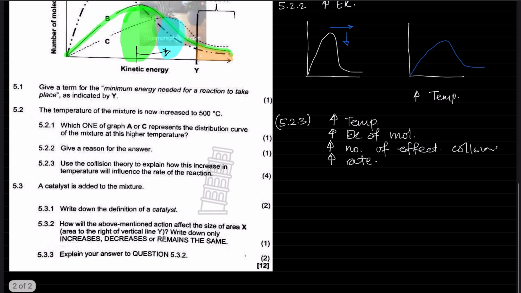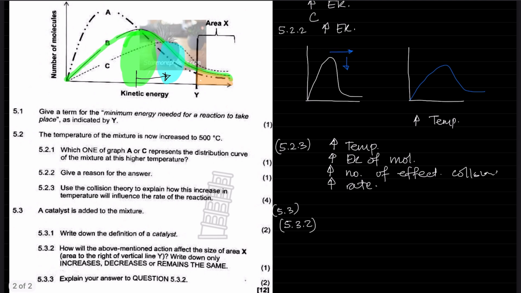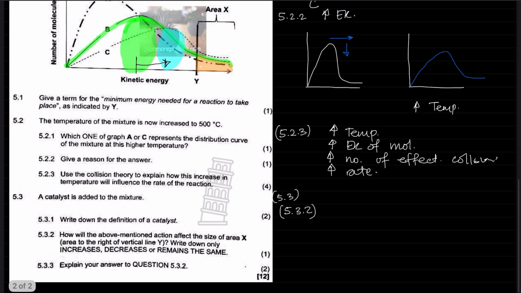Question 5.3. A catalyst is added to the mixture. 5.3.1, what is a catalyst? A catalyst is a substance that is added to speed up a reaction without being used up. Question 5.3.2, how will the above mentioned action, so the use of a catalyst, affect the size of the area X? So the area that we've highlighted here in this orange color. Write down increase, decrease, or remain the same.